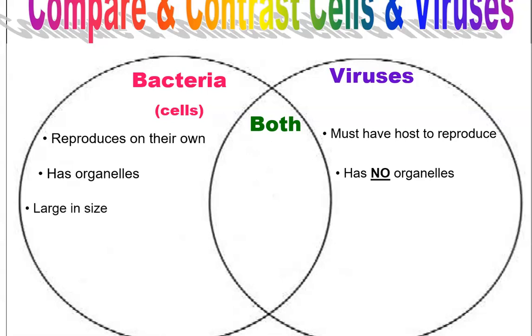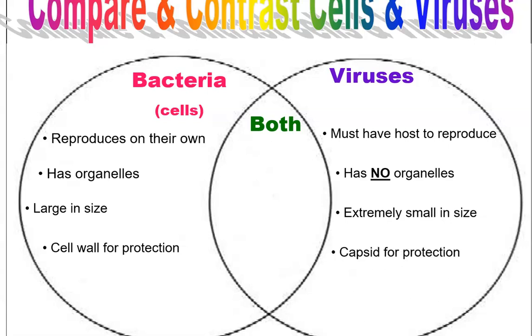Bacteria are large in size compared to viruses. Now, we know bacteria are microscopic, but when you compare a bacteria and a virus, it's large compared to the virus. Viruses are very, very small. They're so small they can infect bacteria. So you have viruses that will infect a bacteria called bacteriophages. So they are that small. And then the bacteria has a cell wall for protection. A virus has a capsid or that protein coat for protection.